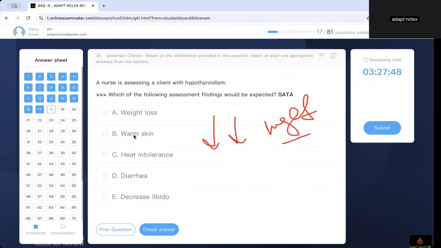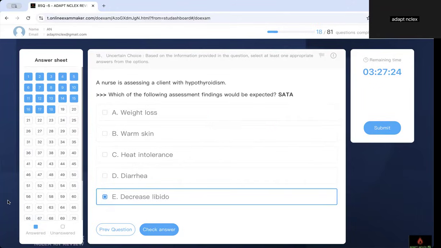I don't expect that. Warm skin: your symptoms are supposed to go down, therefore your skin is going to go cold. Heat intolerance is going up. Your skin is going to get cold. Diarrhea is going up? No, you're going to have constipation. Decreased libido is going down. Therefore, this is the one.